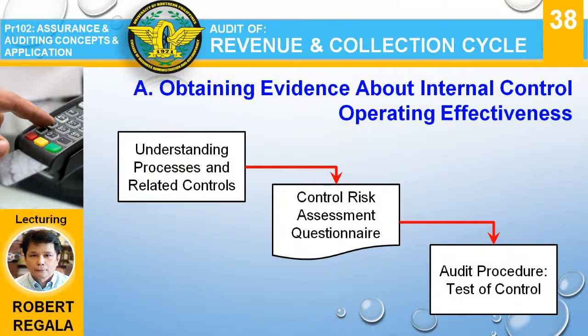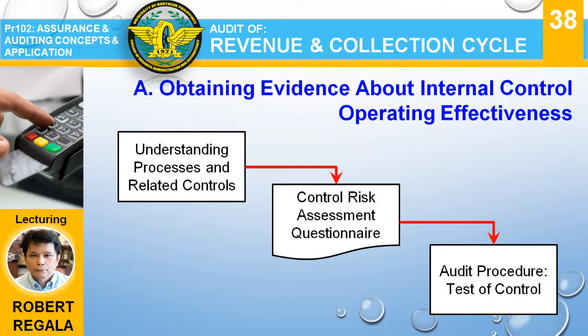Slide 38. Step A. Obtaining evidence about internal control operating effectiveness. As with the sales transactions, the audit procedures related to test of controls starts with the understanding of the business processes and internal control over the cash receipts processes. Again, you may refer to the business process or flowchart discussed in detail in our AIS subject to gain an understanding of the process and controls.